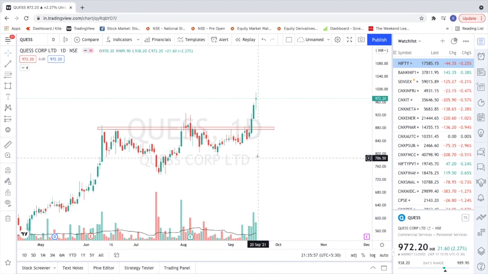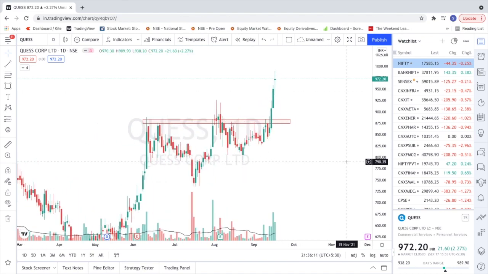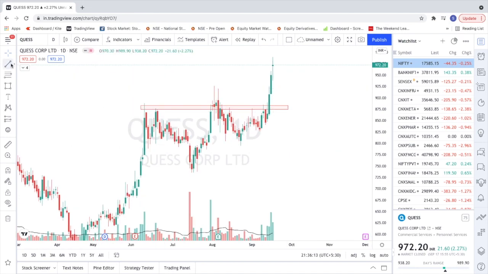candle. If you had taken an entry here based on this breakout, you would have kept a stop loss somewhere around 870, and it would have gotten hit the next day. So it can be considered a false breakout. I spotted multiple things, so I'll show you how.